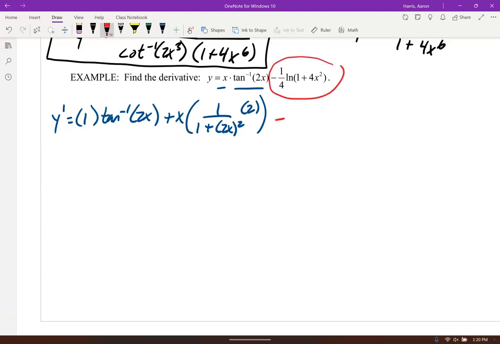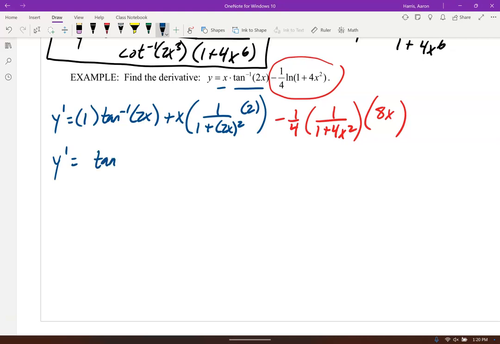Now I'm going to go and address this. I got a minus, so minus the constant. The derivative of the natural log is 1 over that, 1 plus 4x squared. So 1 over u times the derivative of u. Well, the derivative of 1 is 0. The derivative of 4x squared is 8x.